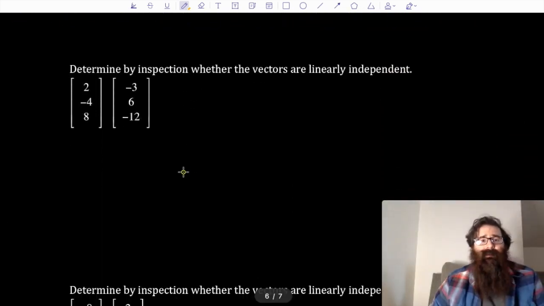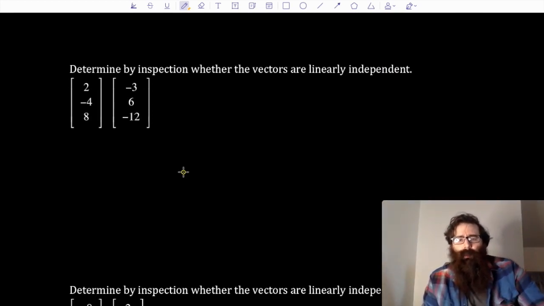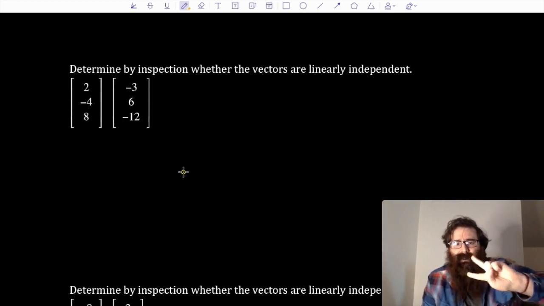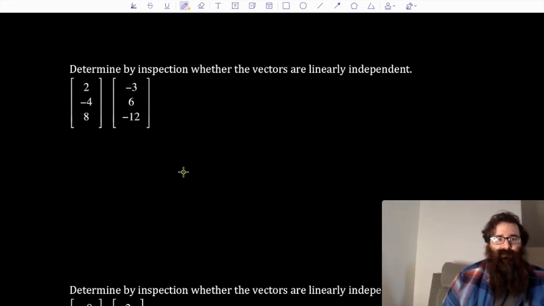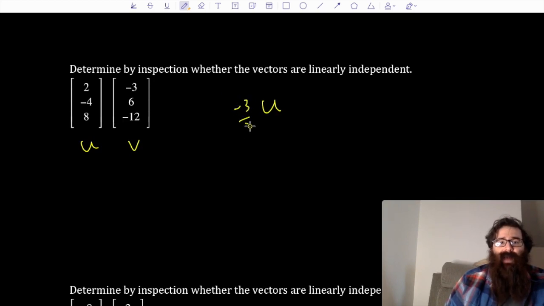Let's take a look at just a little bit more. Let's see if we can determine by inspection whether the vectors that we have are linearly independent. Remember, if I just have two vectors, it's going to be quick. I want to know, are they multiples of each other? I look at these vectors, 2, negative 4, 8, negative 3, 6, negative 12. It looks close. I sort of suspect something. So let me call these vectors u and v. What if I took vector u and multiplied it by a negative 3 halves?